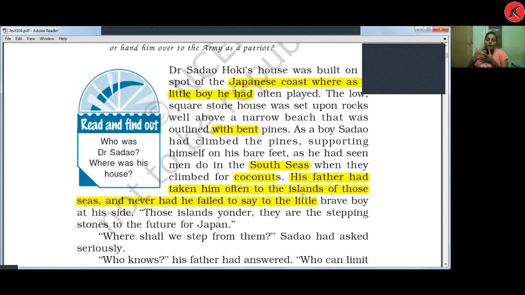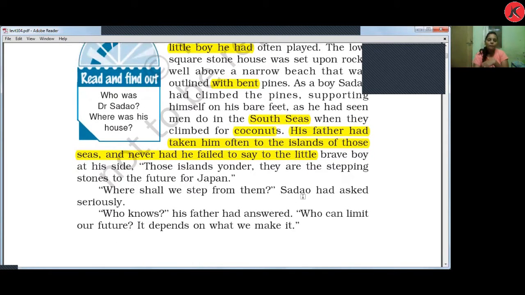One day his father told this brave boy that those islands are the stepping stones for the future of Japan. "Then where shall we step from them?" Sadao had asked seriously. When his father was talking about these islands being the future of Japan, the child asked childish questions, because when you are very small you don't understand this philosophical talk. He was asking where shall we go from there, and what about the future of Japan?